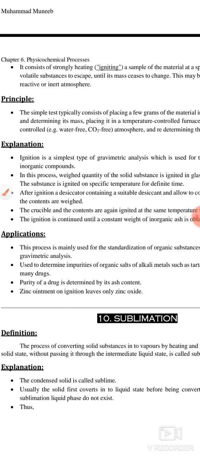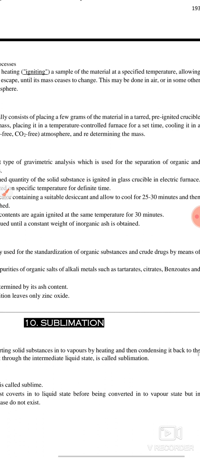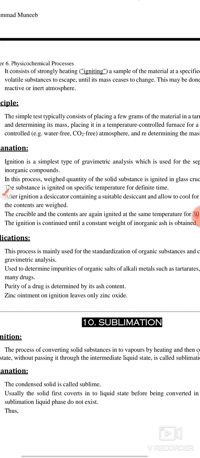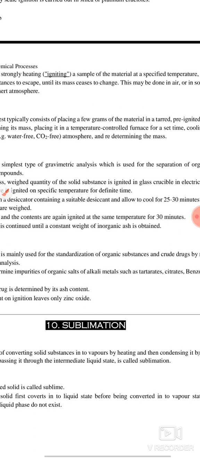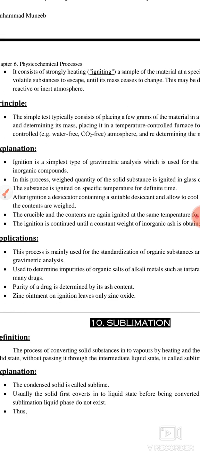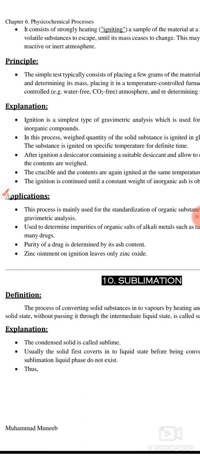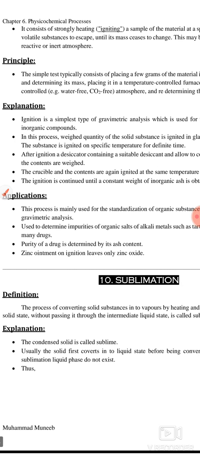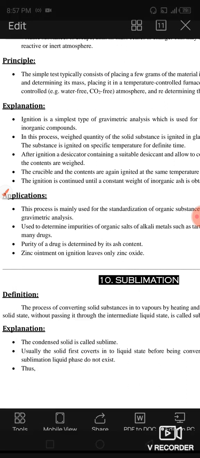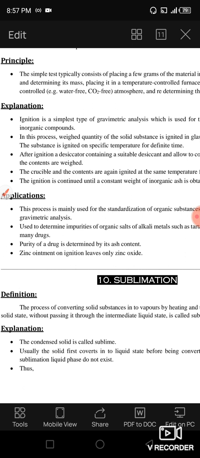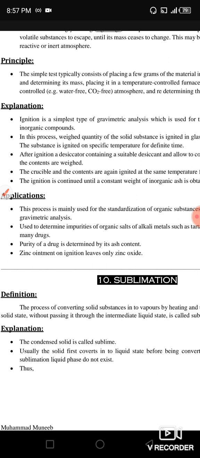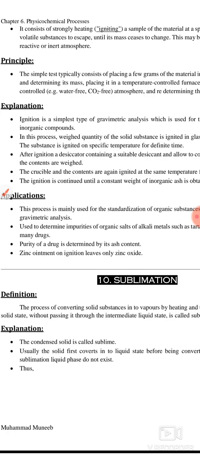In this process, weigh an accurate amount of solid substance, place it in the crucible, and then heat it. After ignition, you use a desiccator, which absorbs moisture, and allow it to cool. Then you obtain the ash. You separate the ash and get your pure compound. Applications: this process is used in the separation of organic substances and for the purification of crude drugs. It is also used to determine the impurities present in salts. Also, zinc ornament on ignition leaves only zinc oxide, so it gives you zinc oxide. These are the applications of the ignition process.